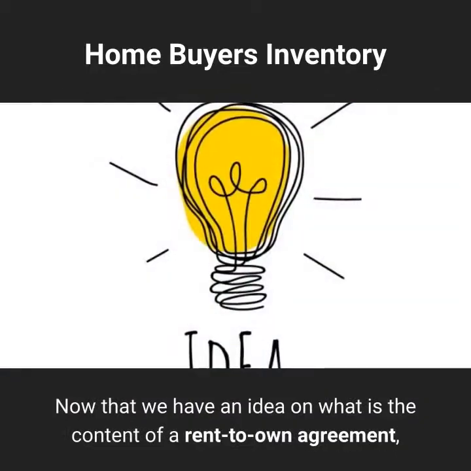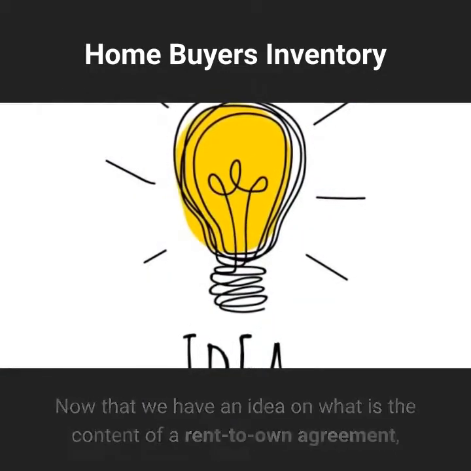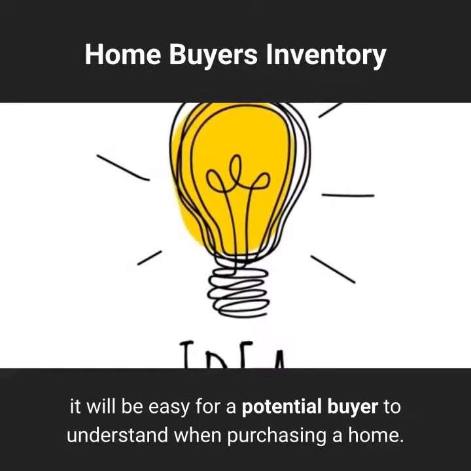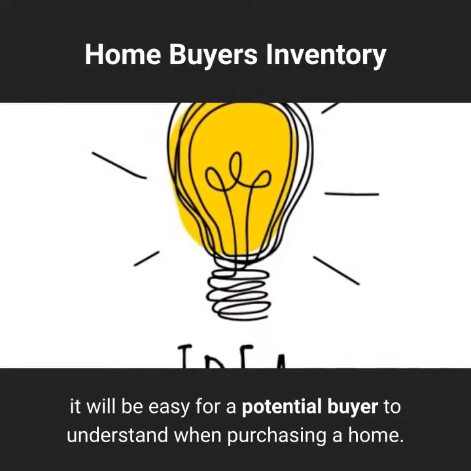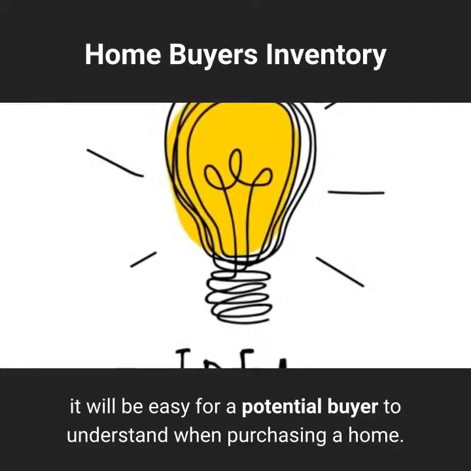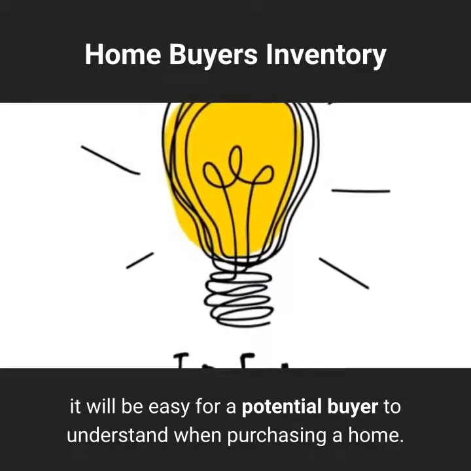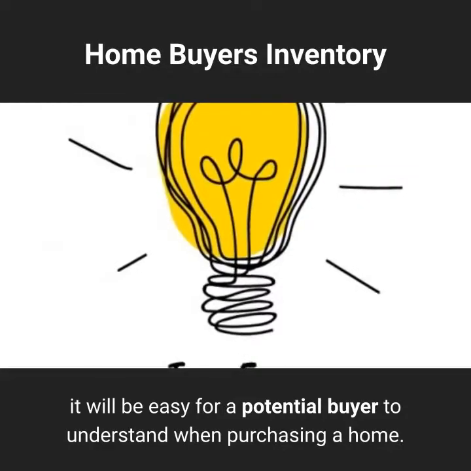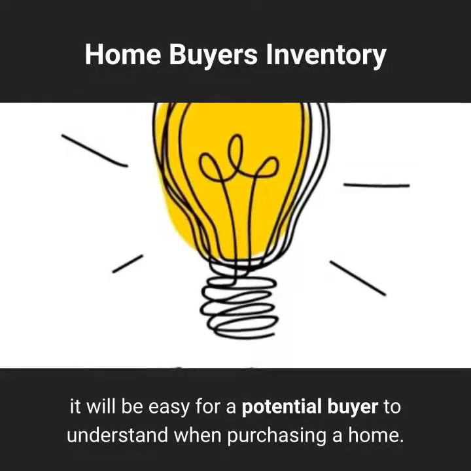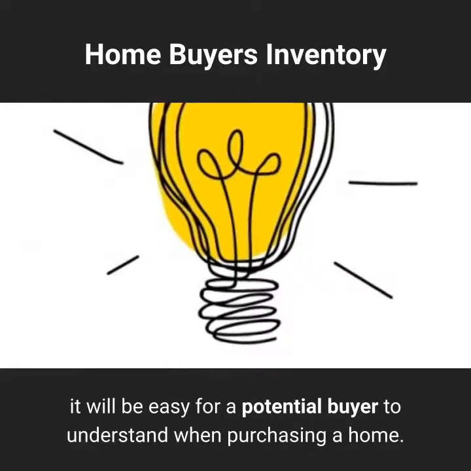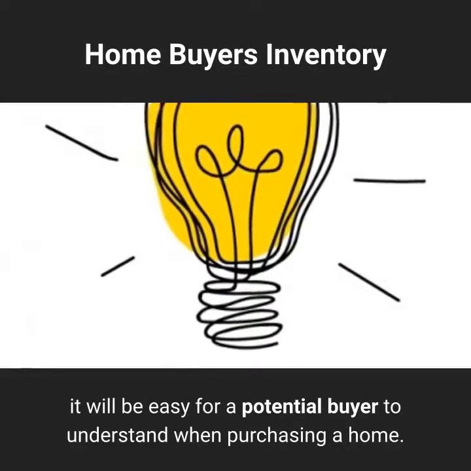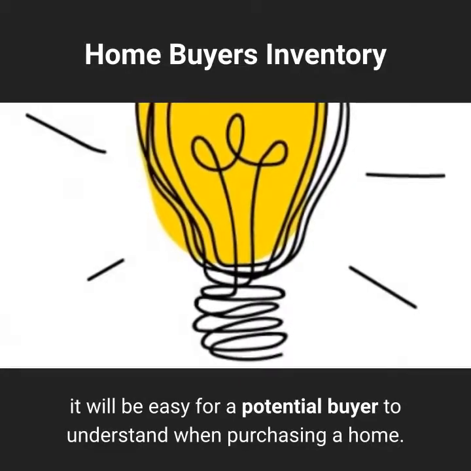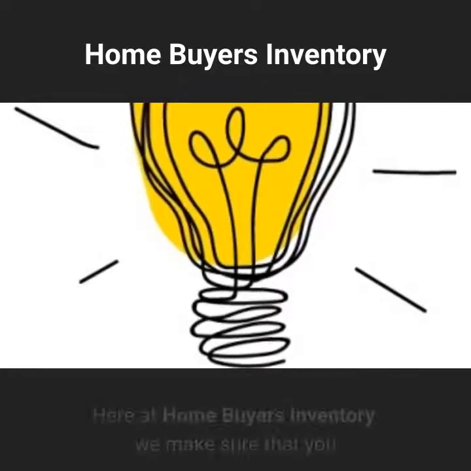Now that we have an idea of the content of a rent-to-own agreement, it will be easy for a potential buyer to understand when purchasing the home. They have to do the rent-to-own first, and you've got that length of time to do the work, get yourself on your feet, do what you need to do, and then you go and purchase your home after that. So when you go into one of our homes, it is a rent-to-own, which is a rental agreement and the option to purchase. And if you execute your option, then you are purchasing the home.